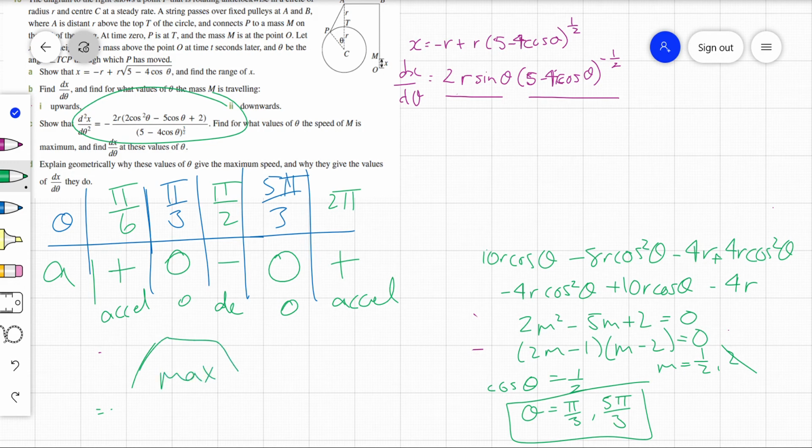So that part is going to be a max at pi on 3. Here it's decelerating, then 0, then accelerating. So it's going to be a minimum at 5 pi on 3.